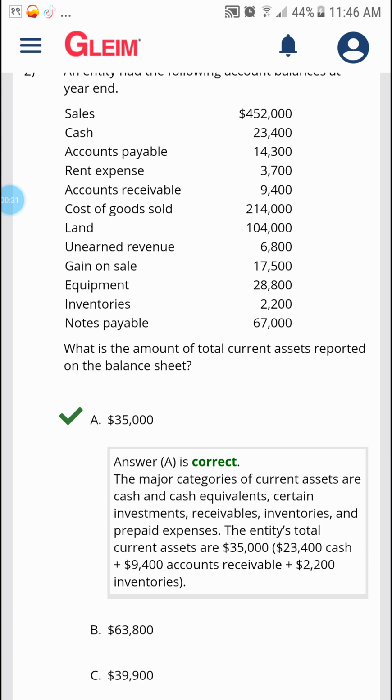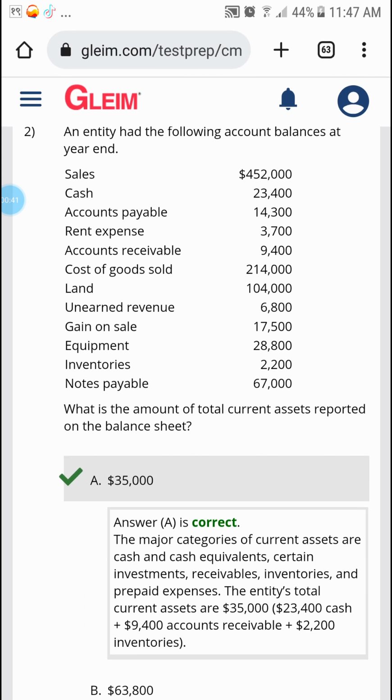The question is: what is the amount of total current assets reported on the balance sheet? So in the balance sheet, what could the amount be? From here we can just take the current assets. Which ones could be the current assets?